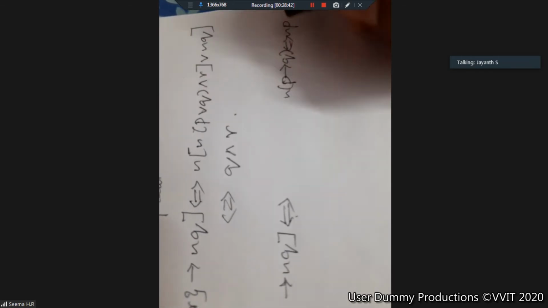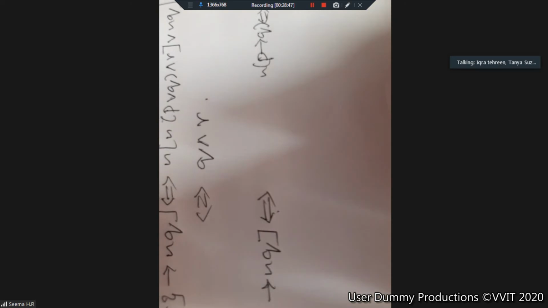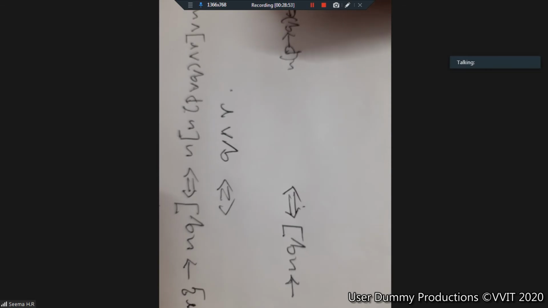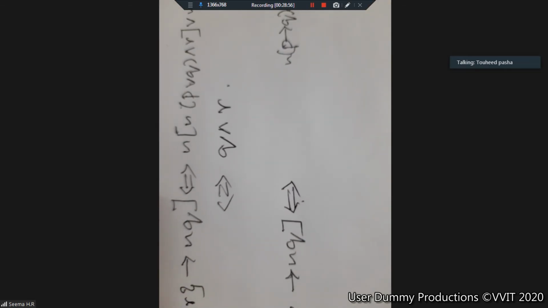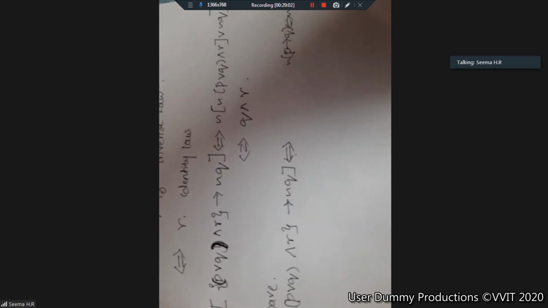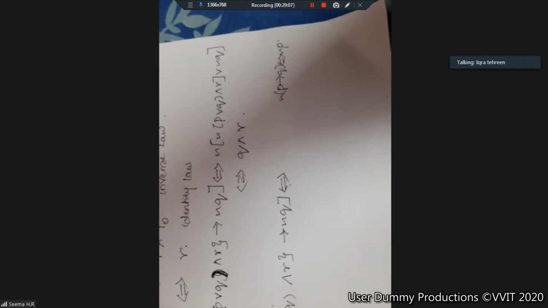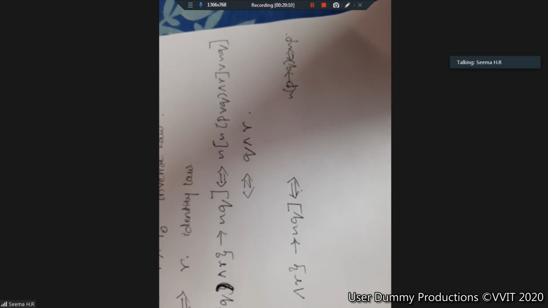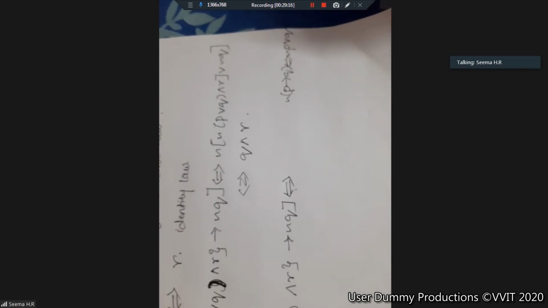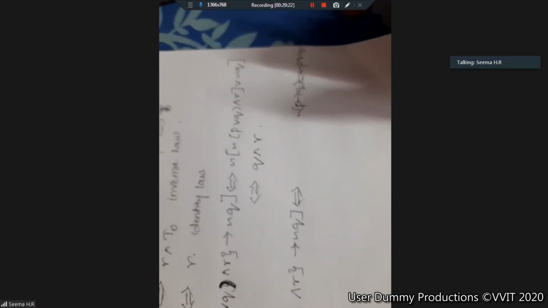P and negation Q and R? Students answer: negation of P or Q. Hey, check properly. It has to be negation of P or Q, correct? Yes or no?